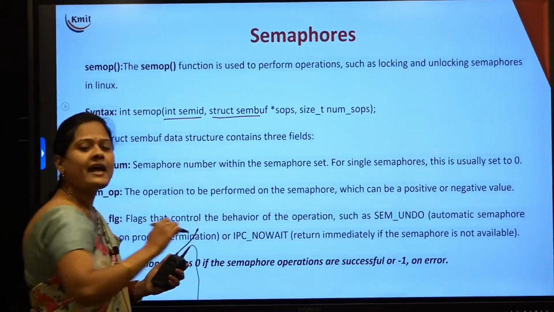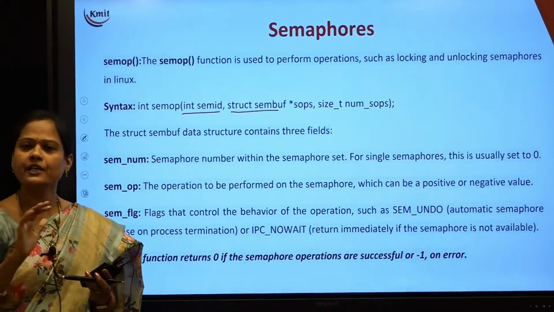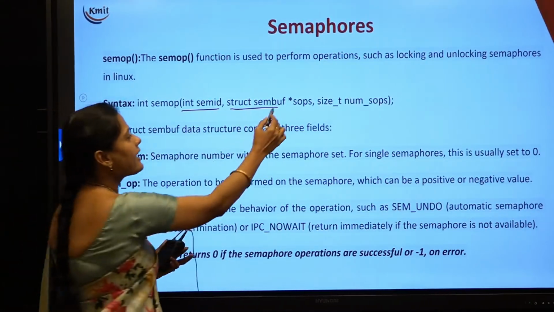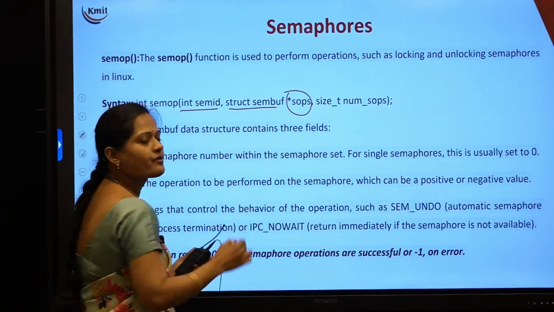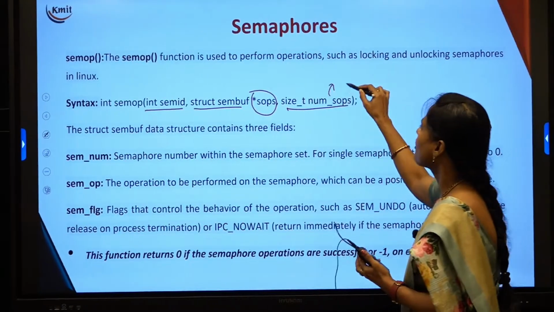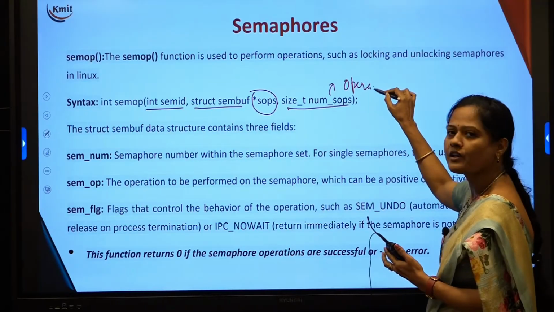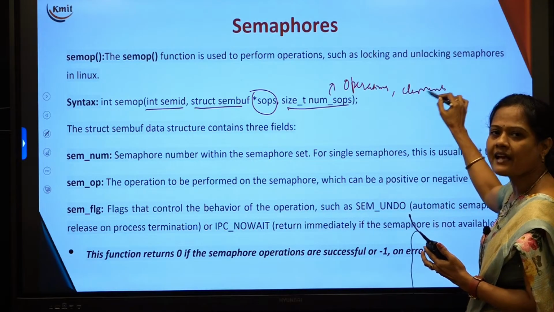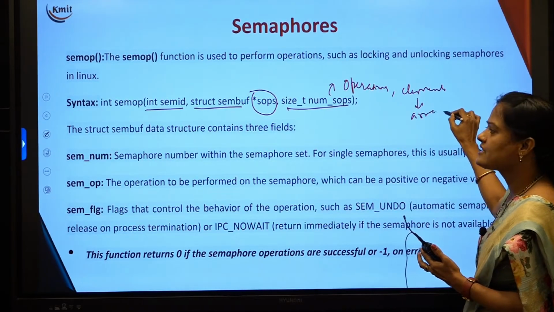Here we have a structure known as sembuf. You need not declare the structure, it is a predefined structure which is available, and here I only pass the address of that particular structure. And this indicates the number of operations you want to perform on a semaphore, or the number of elements present in an array. So this is just an integer value.